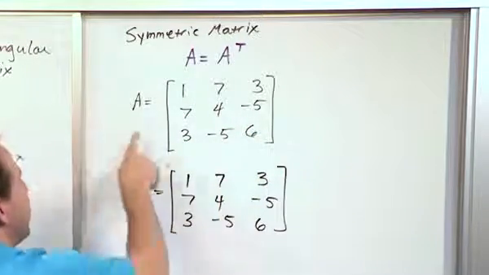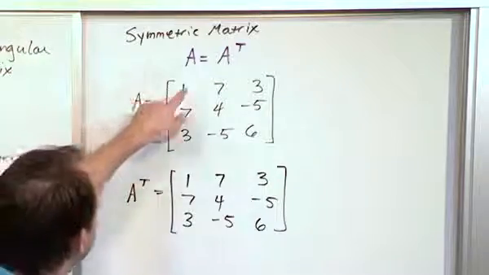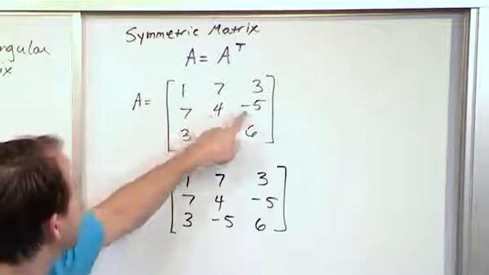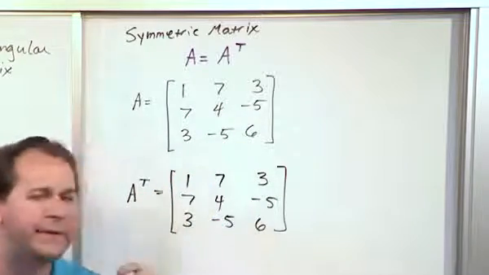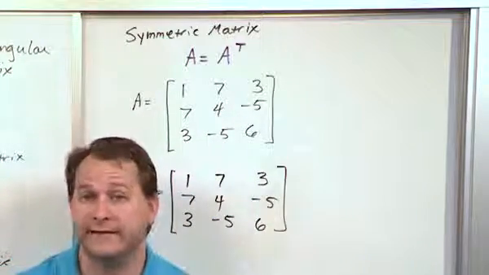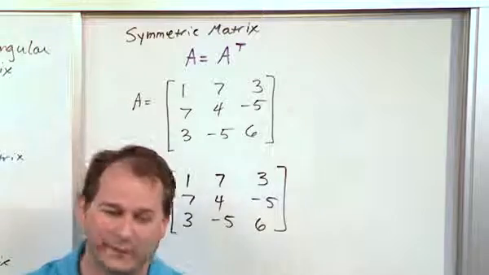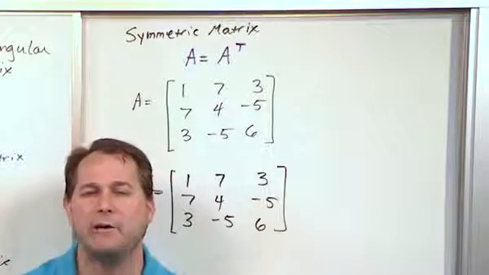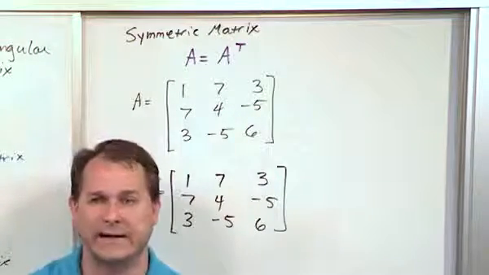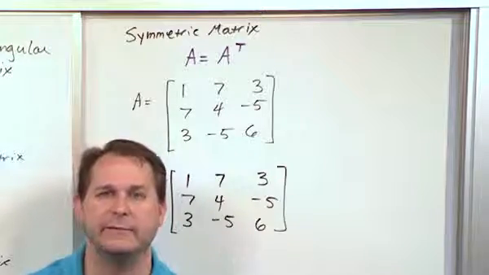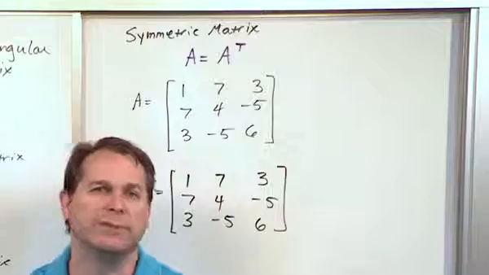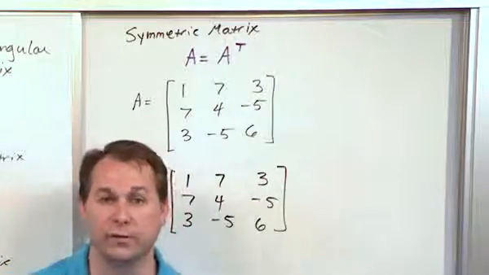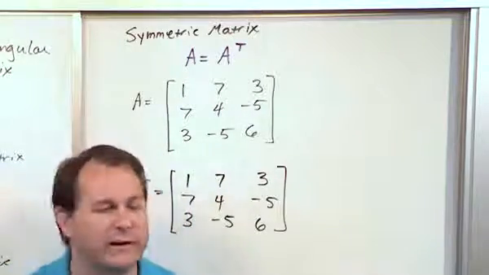This is the transpose of the original matrix, but notice 1, 7, 3; 7, 4, negative 5; 3, negative 5, 6. The transpose of the matrix is the same as the original matrix. That's why we call it symmetric. Now, in general, that's not going to be the case, because if you have a weirdly shaped matrix, taking columns and flipping them into rows, then in general you're going to get something different.